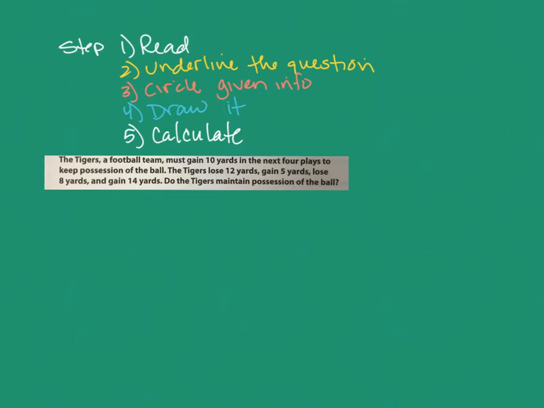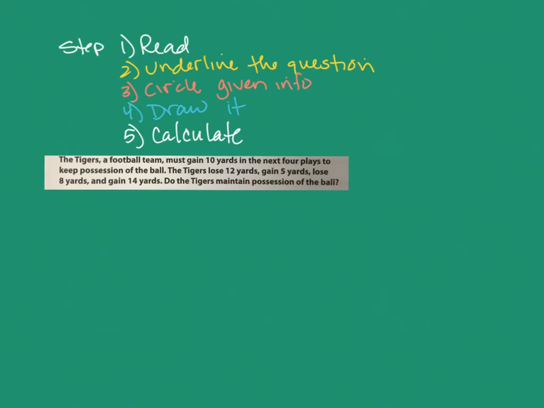All right, so we've got this word problem. The Tigers, a football team, must gain 10 yards in the next 4 plays to keep possession of the ball. The Tigers lose 12 yards, gain 5 yards, lose 8 yards, and gain 14 yards. Do the Tigers maintain possession of the ball?